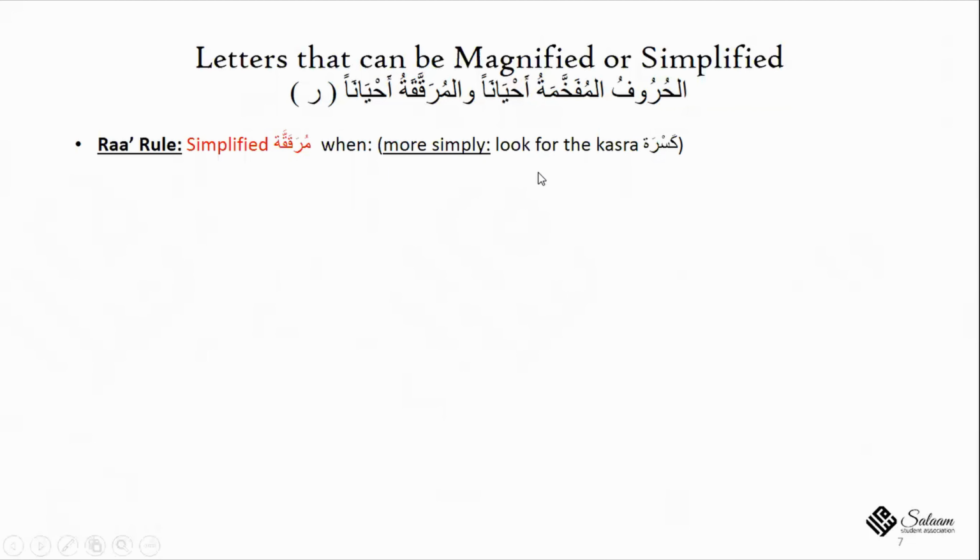So simply with ra muraqqaqa, we had the kasra. Look for the kasra. And the fourth one has fatha, but this is slightly different here. So if you have ra with dhamma, or with fatha, you will always make it magnified. If ra maftuha, with fatha, you will say ra, magnified. Ra with dhamma, you will say kafaru, ru, ru.